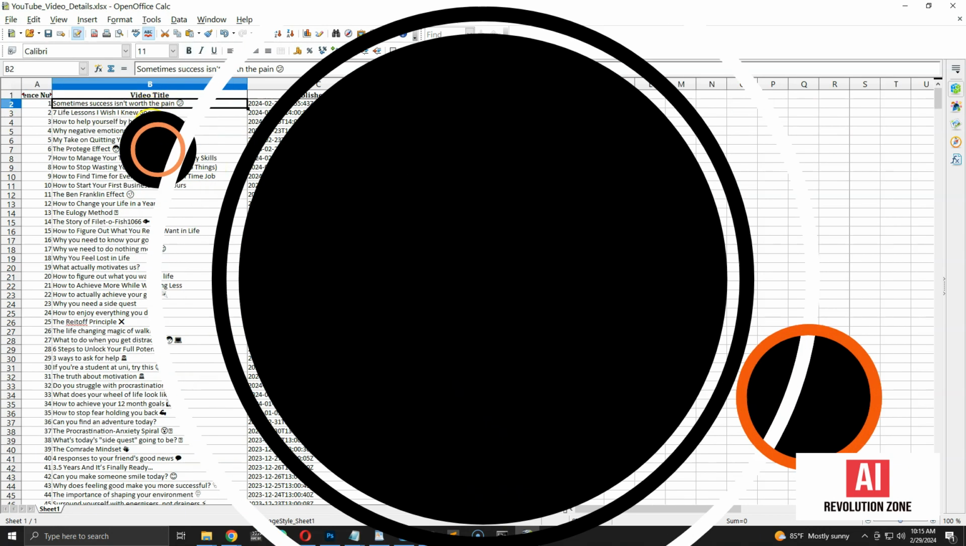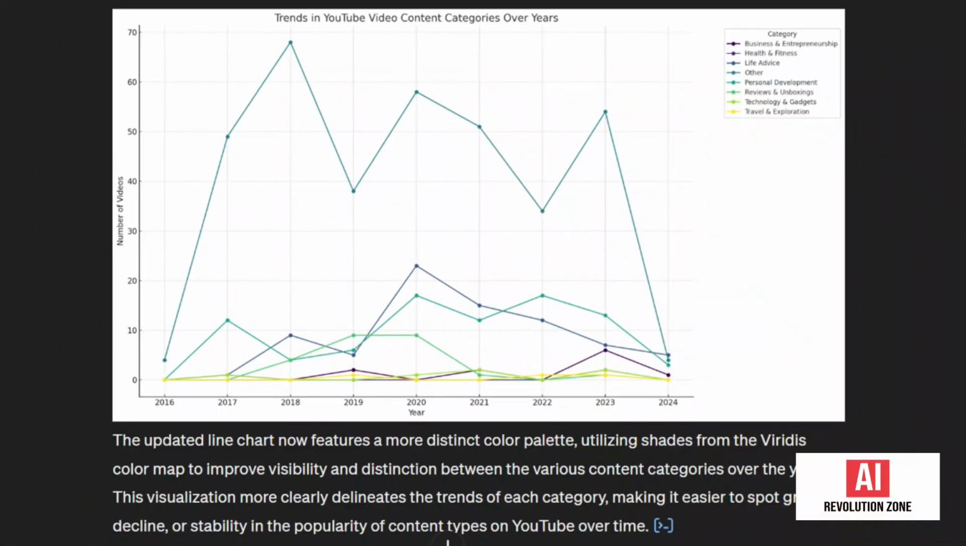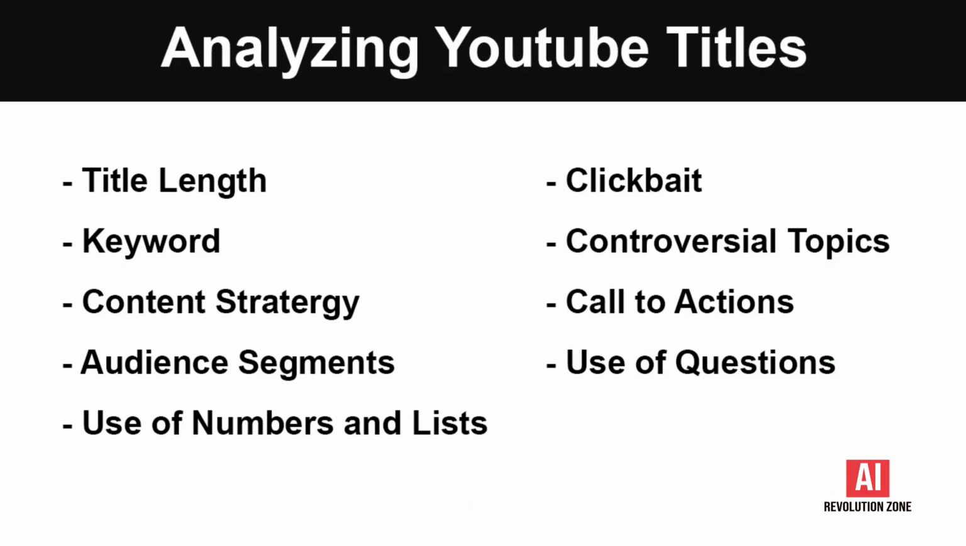In the second part, I'll use the titles file we generated earlier, to explore YouTube titles from different angles. This analysis will include both textual discussions and chart-based visuals. Analysis will be done based on title length, keywords, content strategy, audience segments, use of numbers and lists in titles, clickbait, controversial topics, call to actions, and the use of questions in titles.